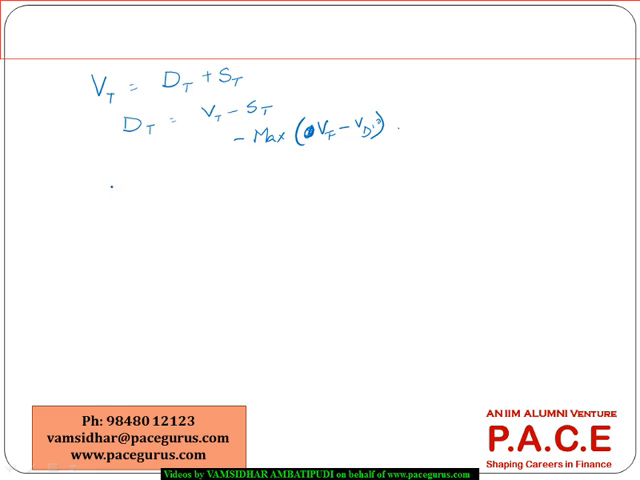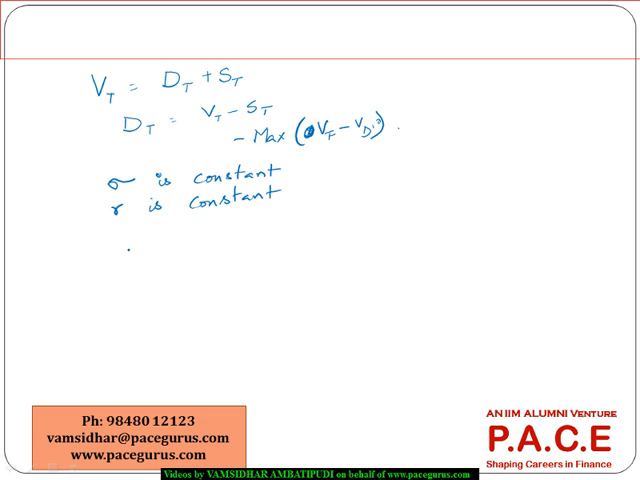Some of the assumptions associated with it: sigma is constant. If I assume sigma is constant and R is constant, the Black-Scholes formula can be applied for any kind of time period.